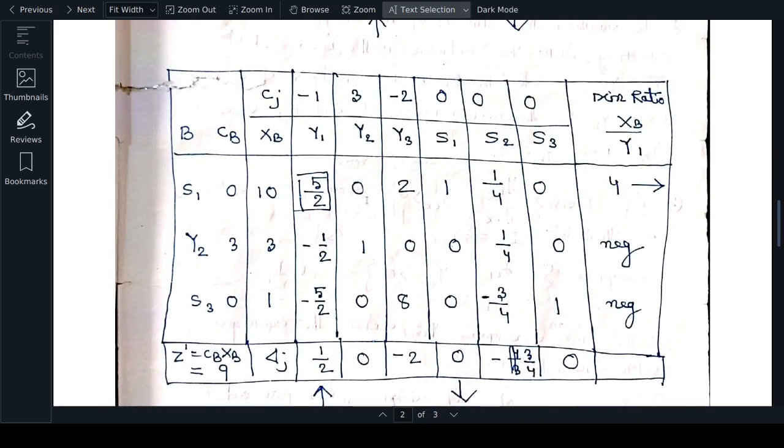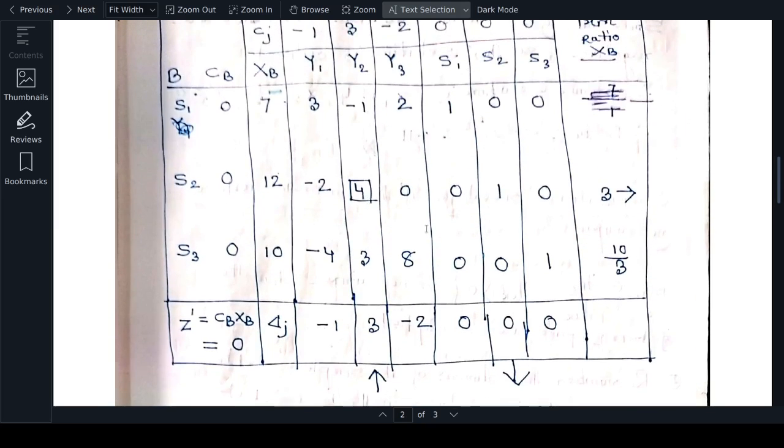Next, 8 can be written as what? How is 8 replaced? 8 minus 3 multiplied by 0 divided by 4, so ultimately 8. Then 0 will be 0 minus 3 into 0 divided by 4. Then 0 minus 3 into minus 1 divided by 4, that is 3 by 4. Then the last one is 1. So 1 minus 3 into 0 divided by 4. So this is 1. So, clear this one?